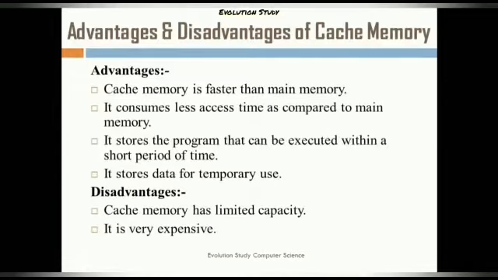Now the advantages and disadvantages of cache memory. Advantages are as follows. Cache memory is faster than the main memory. It consumes less access time as compared to the main memory. It stores the programs that can be executed within a short period of time. It stores the data for temporary use. And the disadvantages are that cache memory has limited capacity and is very expensive.